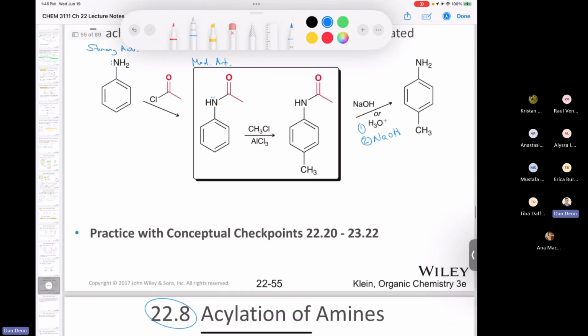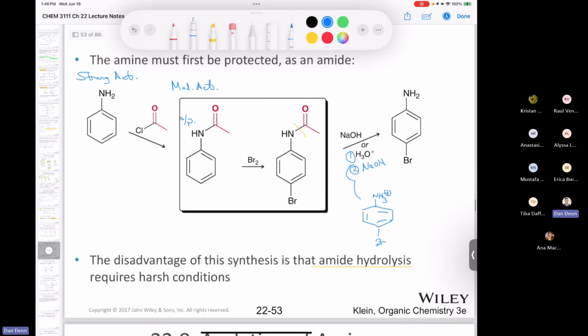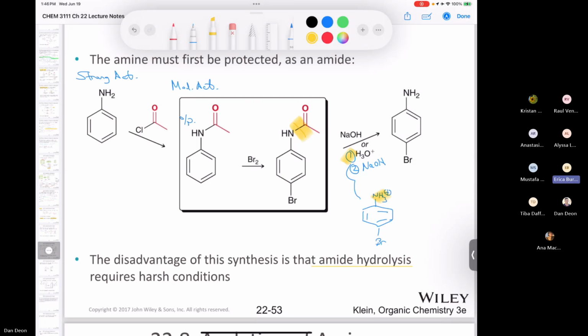Slide 53. Let's see here. Aromatic ring in blue. All I'm saying is that after step one, when you treat it with aqueous acid, it hydrolyzes the amide, but it would also protonate the amine, right? Because an amine is a base. So that's why you have to treat it with sodium hydroxide after. Does that make sense? Yes, thank you.